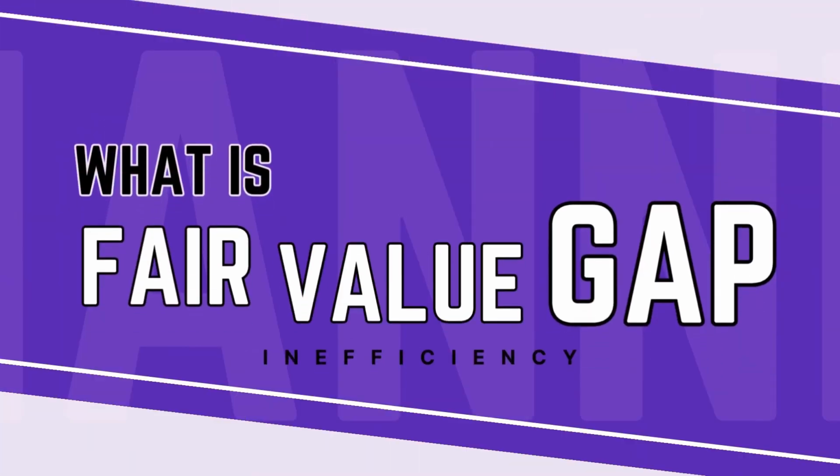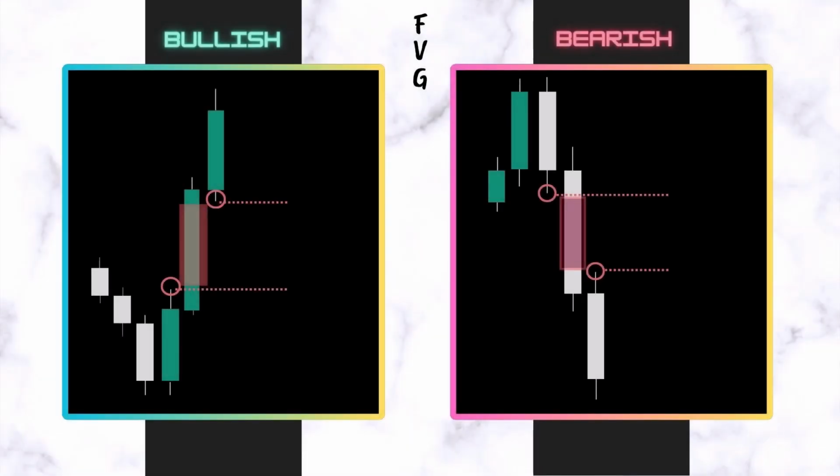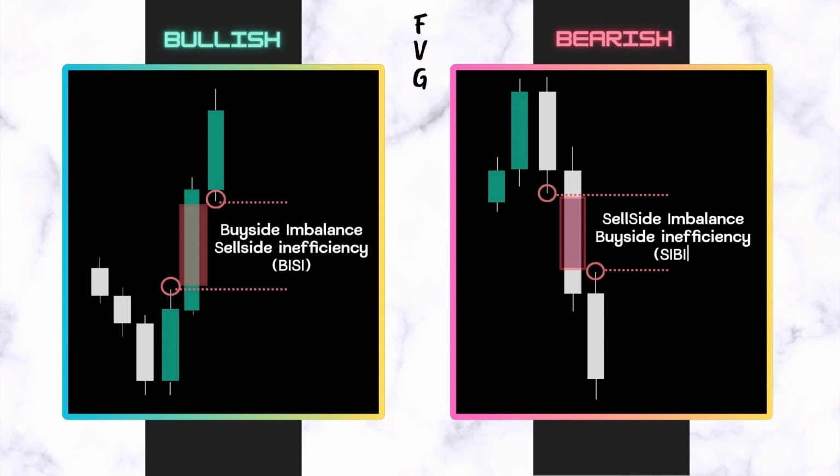We start by understanding what exactly a fair value gap is. Picture three candlesticks on a chart. The area of the middle candle's body that remains uncovered by its neighboring candles' bodies or wicks is what we call a fair value gap, or an inefficiency. More specifically, we call the bullish fair value gap buy-side imbalance sell-side inefficiency, or BISI, and the bearish one sell-side imbalance buy-side inefficiency, or SIBI.